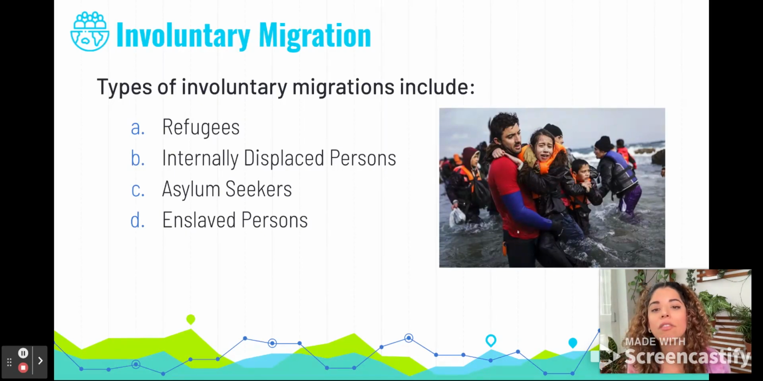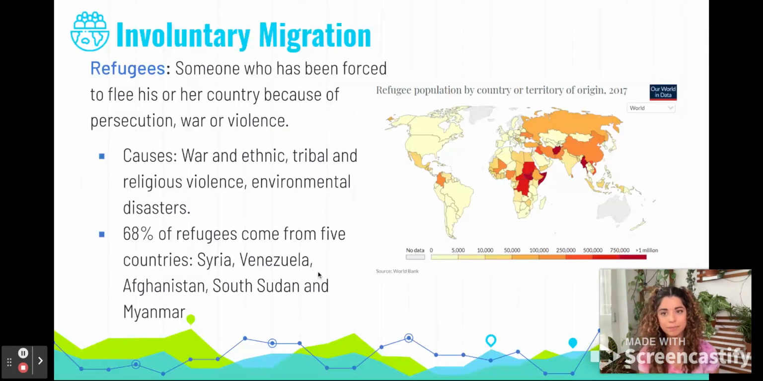Moving on to involuntary migration. So we see refugees, internally displaced persons, asylum seekers, and enslaved people, who are considered involuntary migrants. So first we have refugees.